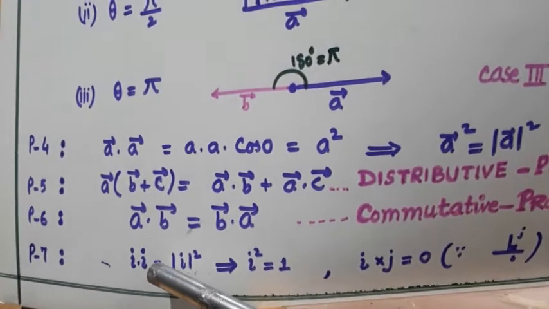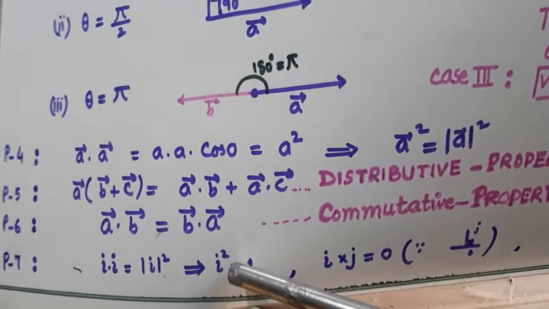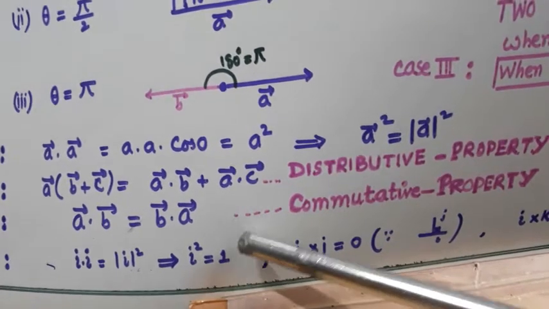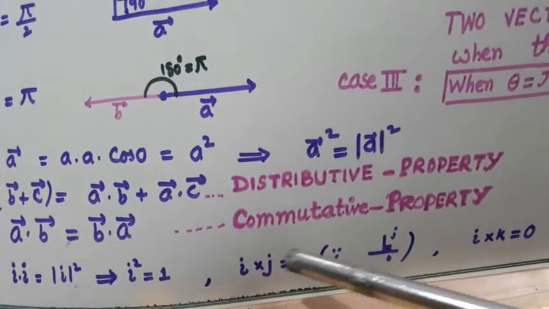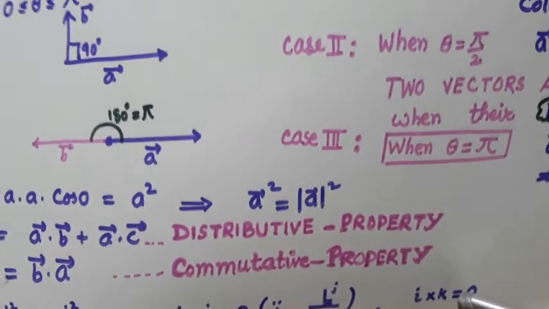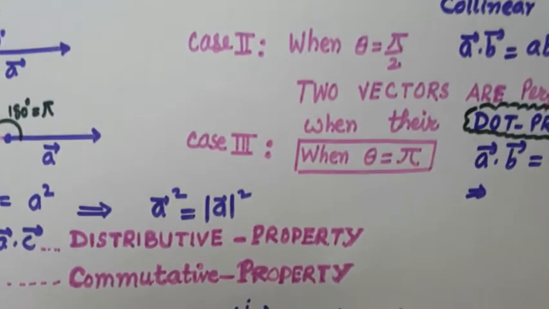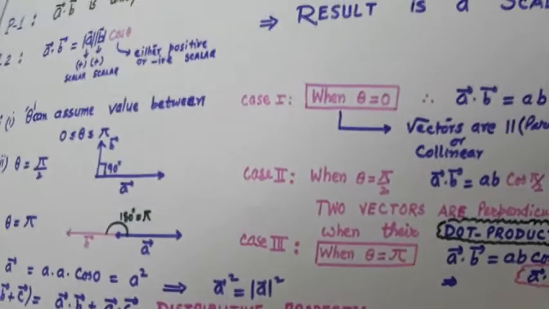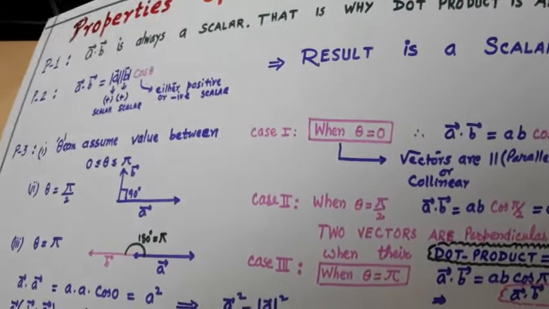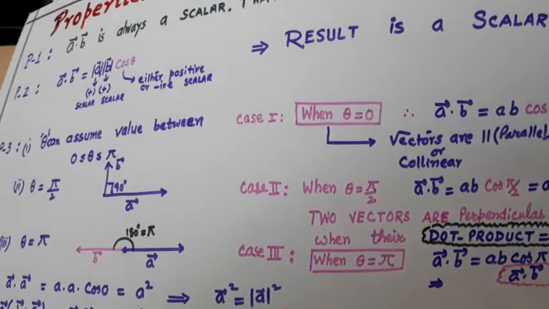So I cap dot I cap is equal to modulus of I square, and modulus of I square is 1, so I square is also 1. So I dot j is 0 because I and j are perpendicular. I and k are again perpendicular, so this product is 0. So what we have seen is that the properties are very, very easy to understand when you remember this scalar product formula, and rest is very, very easy.